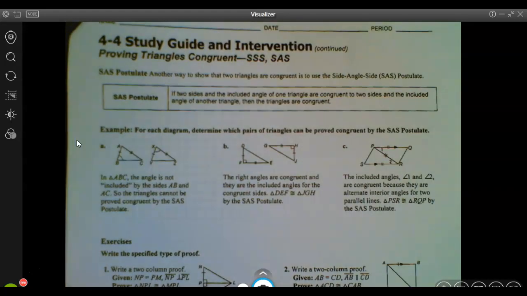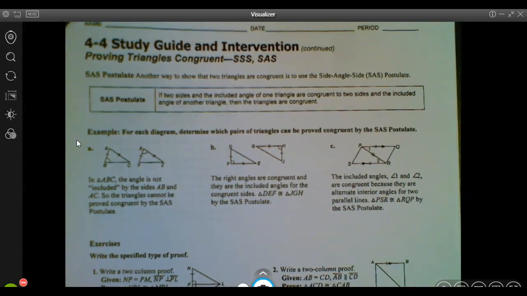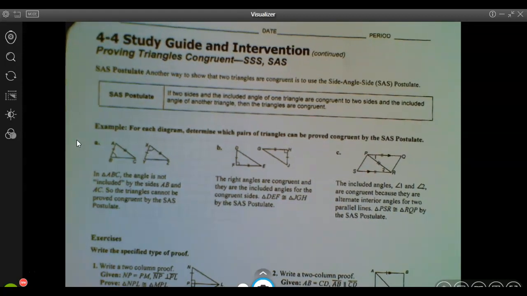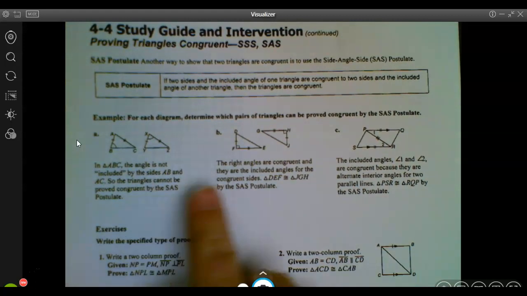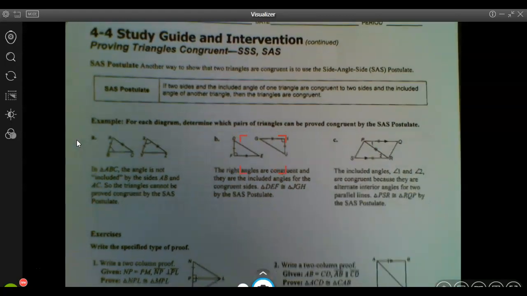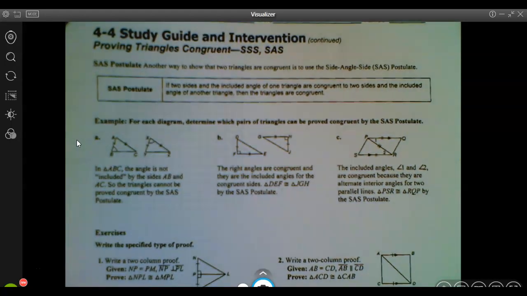All right, so let's move on to the other shortcut of the day, and that is our side-angle-side postulate. Side, angle, side. Again, guys, if you're taking your own notes, please copy down what you see in this box, as well as the examples that you're seeing on this page. You need to copy these down as well. Let me try to refocus that, make sure this is nice and clear for you guys.